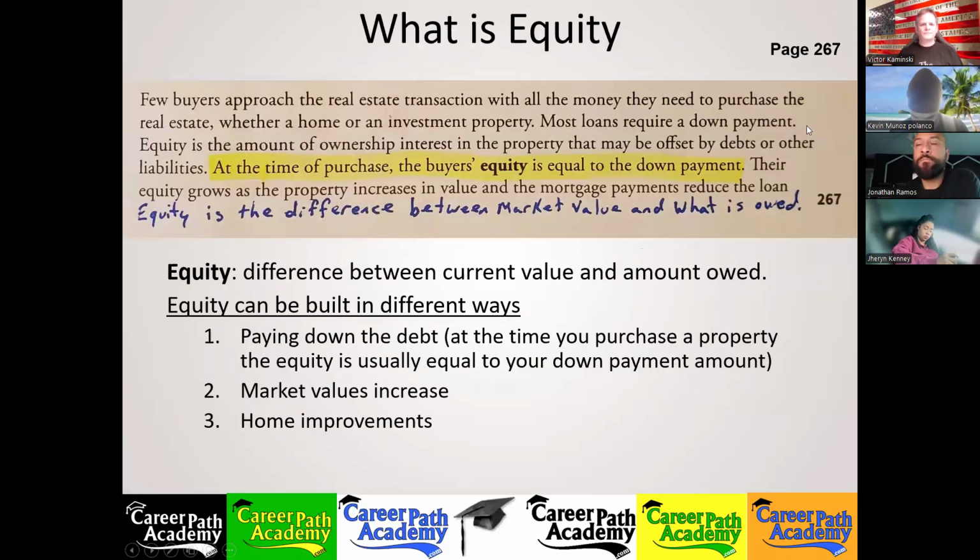So let's highlight there. At the time of purchase, the buyer's equity is equal to their down payment, and equity is the difference between the market value and what is owed. And here are the three ways to build it up.